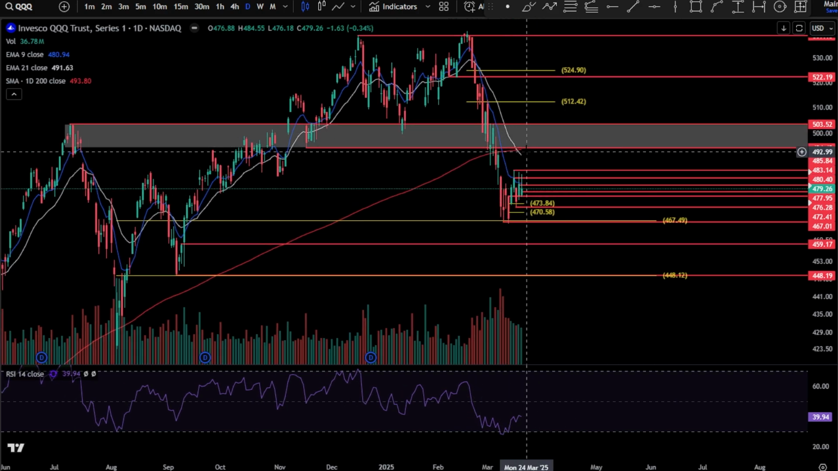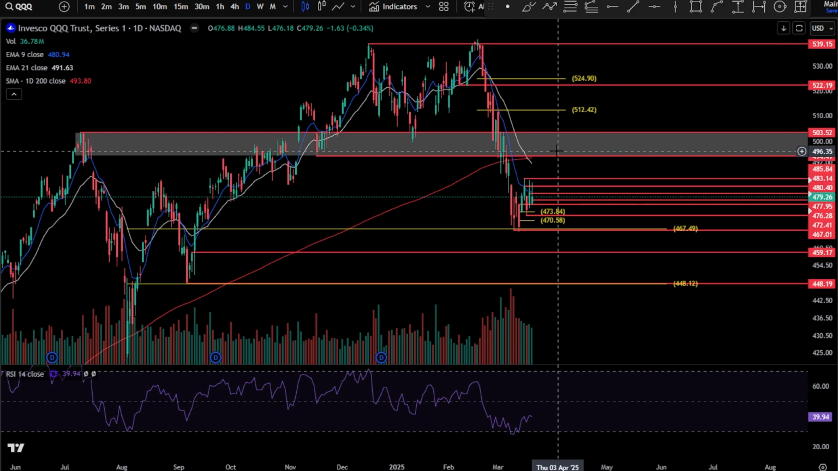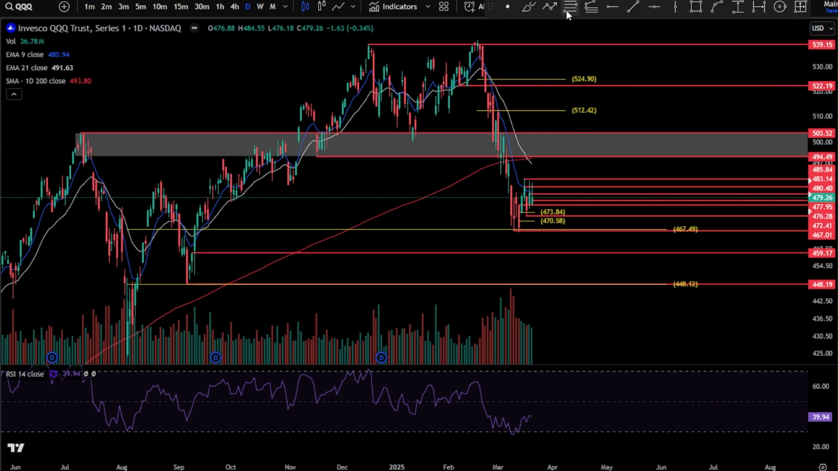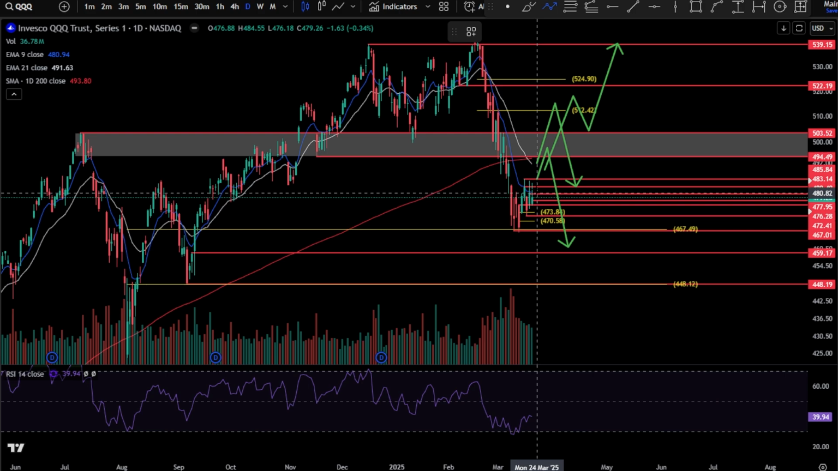Still haven't tested the 21. Still have not tested the 200 from the downside, like from below. Still have not done so. So you're going to pop up here, go like that. Maybe you reject and come down here, or you would go up here. Maybe you reject and come back down here, or you do something like this. All right. Or you're not going to do any of that.